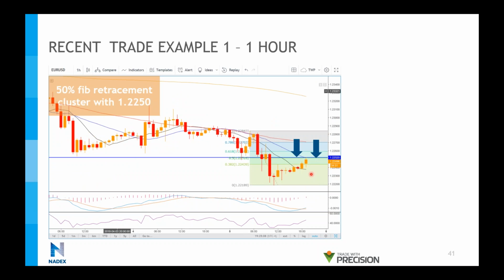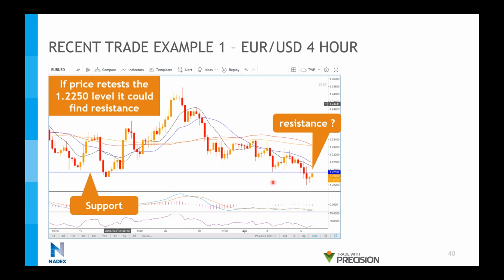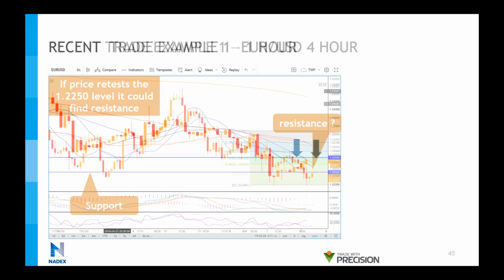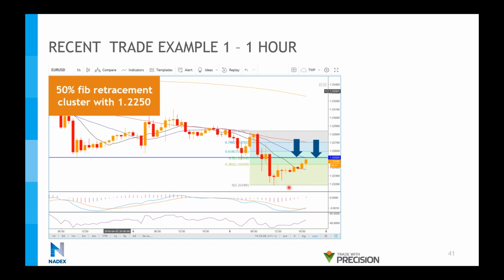Next thing, let's have a look at the hourly chart here. It's the same point in time. Guys, get a feeling for how a market looks across different time frames. So that's the setup on the 4-hour chart, and here we have that same setup going on on the hourly chart.